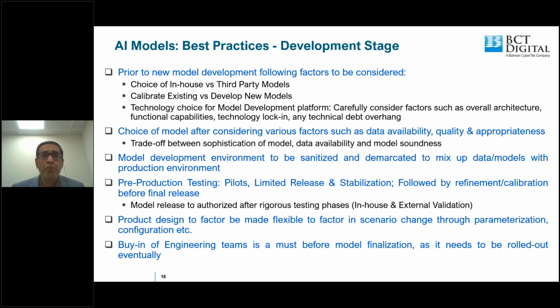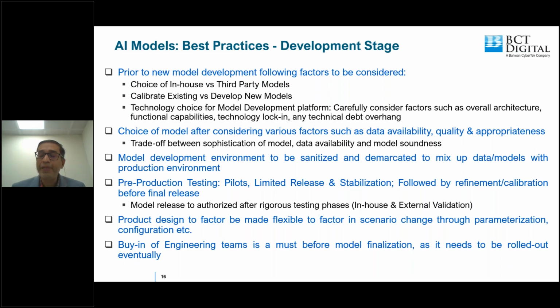And of course, considering the choice of model, there is always a trade-off between the sophistication of the model and other factors such as data availability, model soundness, and so on and so forth. So you could have a very sophisticated model, but at the end of it, if the data is not available in a clean form on production data, by which I mean the data which the model is going to face in the production environment, then there is no point actually. So there is always a trade-off, and you'll have to maintain that fine balance.